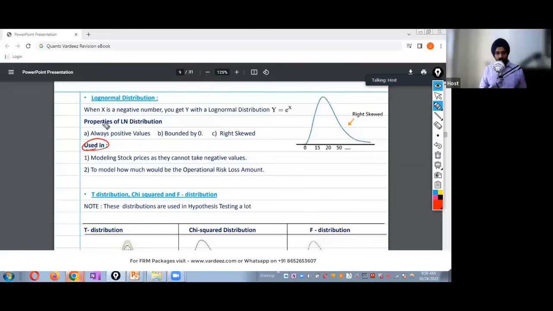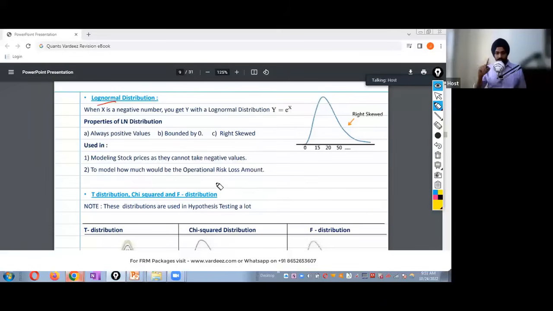What are the uses of log normal distribution? As I said, stock prices, that's the very first usage. Modeling the stock prices, because we know for a fact that stock prices cannot take negative values.